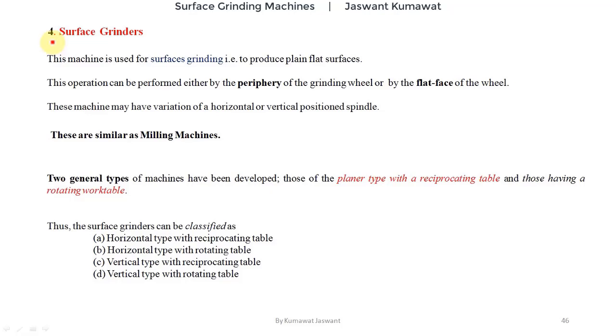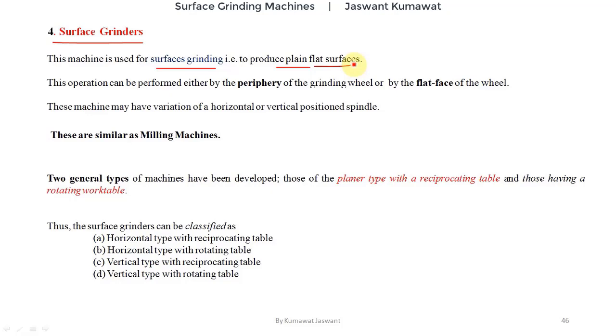Hello everyone. Continuing the grinding machine, now we are going to study the surface grinders. These grinding machines are used to perform surface grinding operation, which we have already studied during the grinding operations. Or we can say the surface grinders are used to produce plane or flat surfaces. However, these grinding machines can also finish the irregular, curved, convex and concave surfaces.